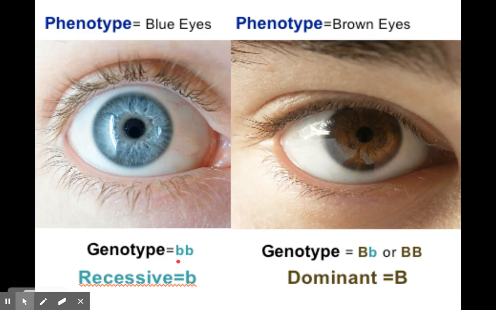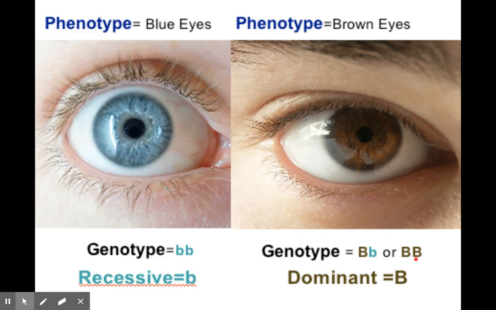So if this genotype is little b, little b, the phenotype is blue eyes. The phenotype for brown eyes is what it looks like, so that's brown eyes, and then the genotype we can't really tell because big B is dominant. So big B for brown eyes, that's dominant. And so that could either be big B, little b, or big B, big B. We can't tell just by looking at the phenotype, what it looks like, unless you know what the parents are, then you can kind of figure it out.